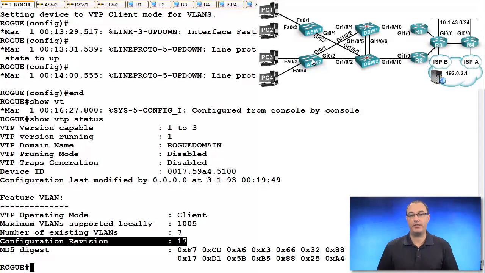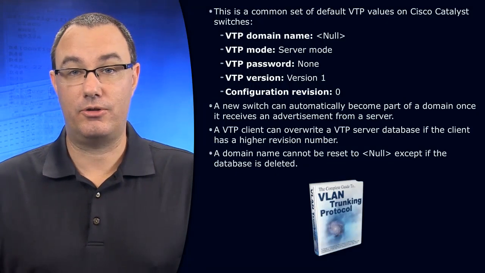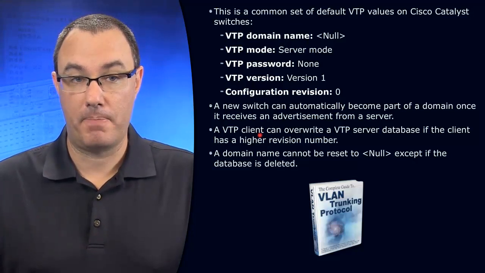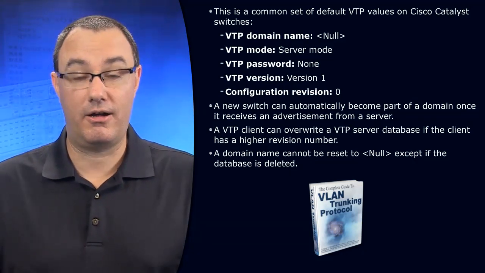You just got to see something really complex and something very scary. The deletion of VLANs as a result of having a client join with a higher revision number. Very, very scary stuff, and you've in fact seen all of this demonstrated.